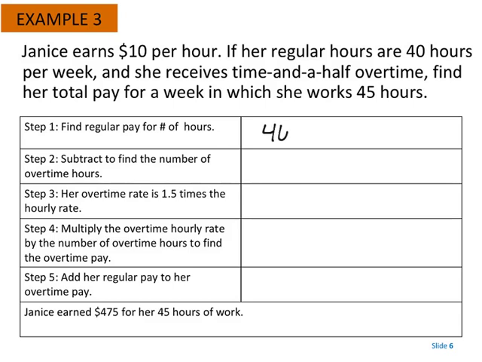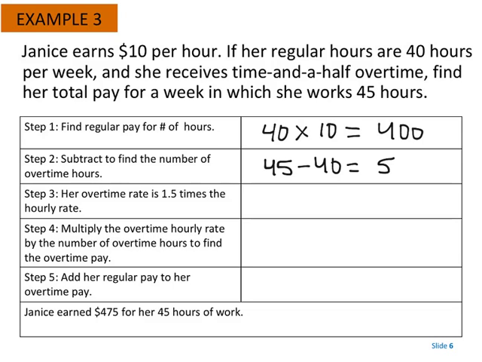So our steps here. Step one, we're going to find her regular pay for the number of hours. We know that she works 40 hours, and we're going to multiply it by the $10 she makes per hour. So she makes $400 just on her regular hours of 40 hours a week. Then we're going to subtract the regular hours from the number of hours that she actually worked. She worked 45 hours, so we know that she got 5 hours of overtime.